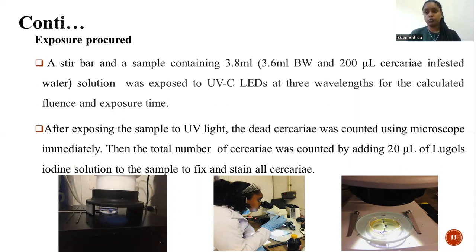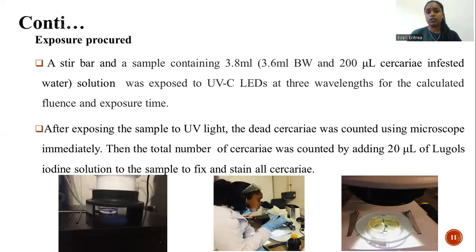And we expose them to the UVC LEDs at three wavelengths. This is 255 nanometer, 265 nanometer, and 285 nanometer. So we exposed our sample for the calculated fluence and exposure time. Then after exposing the samples to UV light, the Cercaria was counted using a microscope, as you can see on the second image.